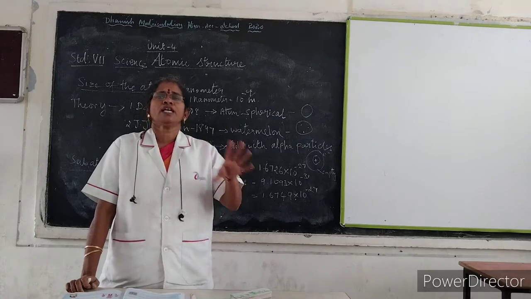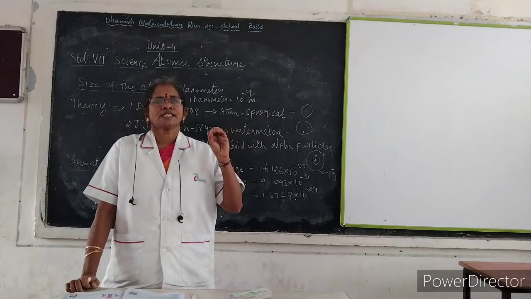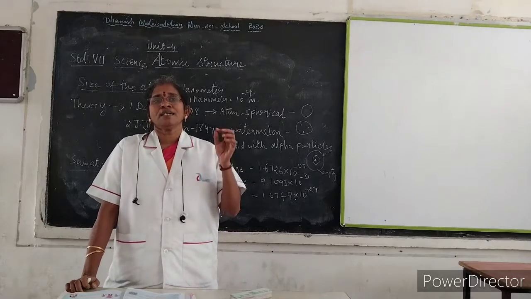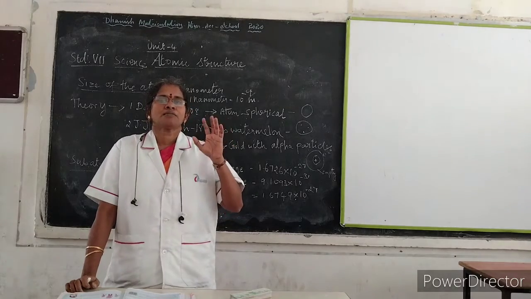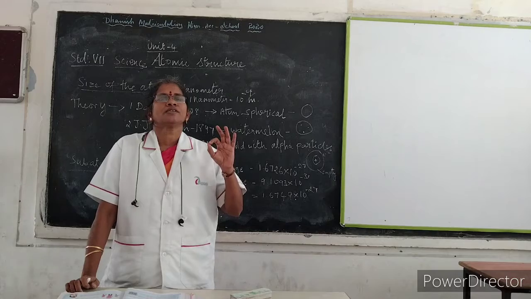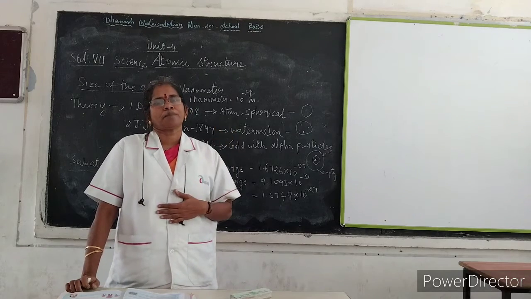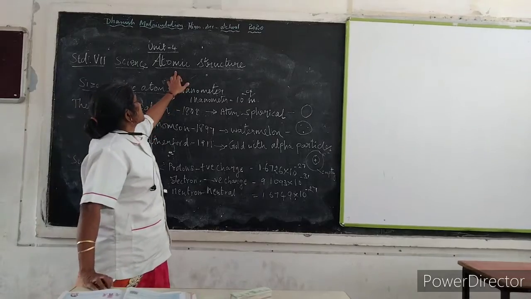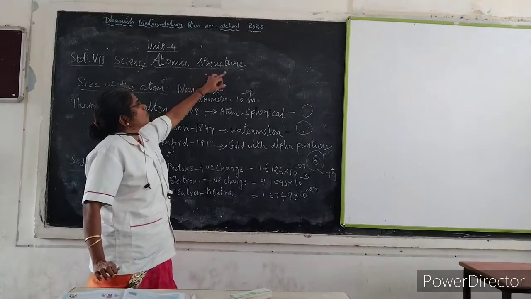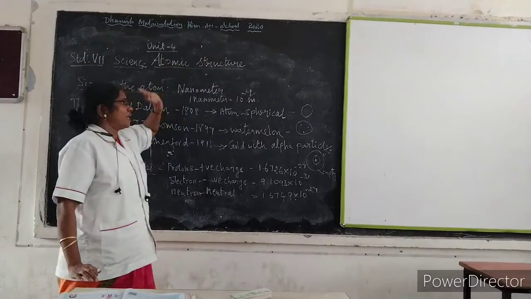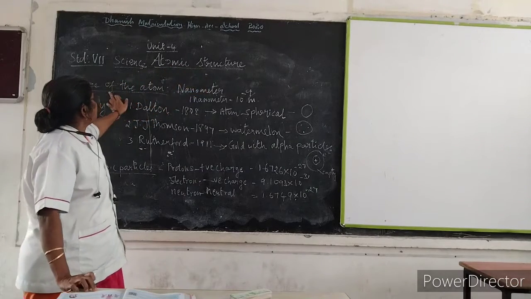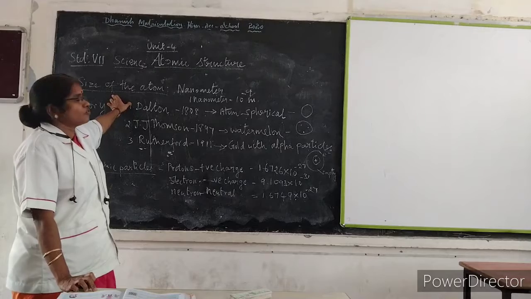If you take any object, that object is made up of atoms. That atom is nothing but the smallest indivisible particle that can take part in a chemical reaction. Before going to see the atomic structure, that is, what will be the structure of an atom, we will see about the size of the atom.